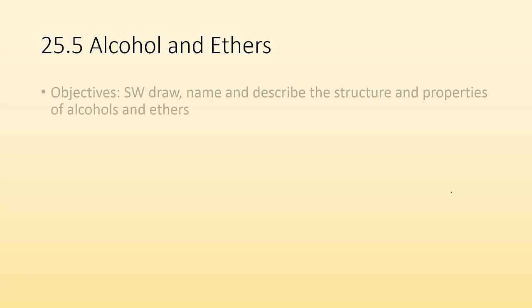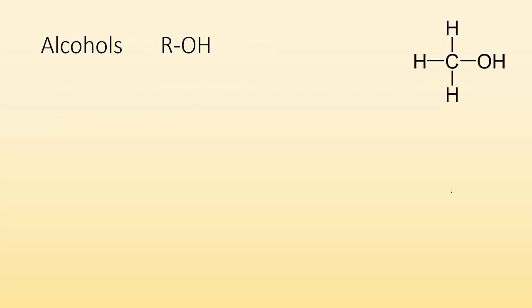We're going to take a look at 25.5, which is going to talk about alcohols and ethers. So our objectives will be to draw, name, and describe the structure and properties of alcohols and ethers. We're actually going to make a whole other video just for naming, all right? So alcohols, remember, basically have an OH group on them.